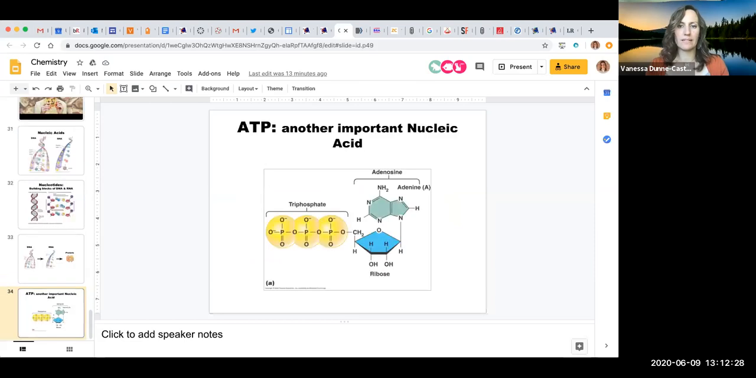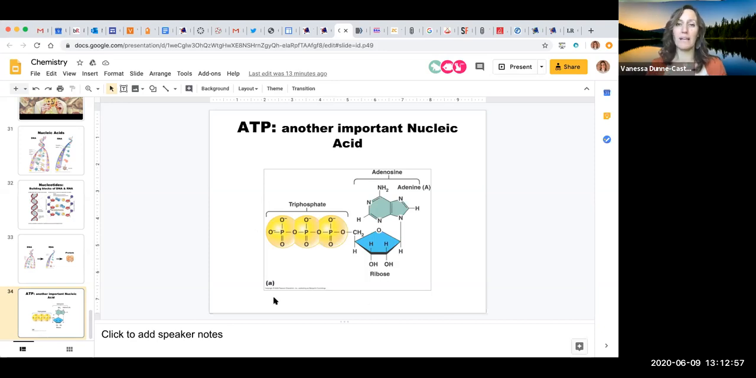All right, this last slide is just showing you one other example of a type of nucleic acid. This is ATP, adenosine triphosphate, which is also a nucleotide, but this one is really important in producing or storing energy within a cell. So we'll talk about this in a lot more detail when we get into our chapter on metabolism and looking at aerobic and anaerobic respiration and fermentation. But for now, you can just understand this is, again, another example.